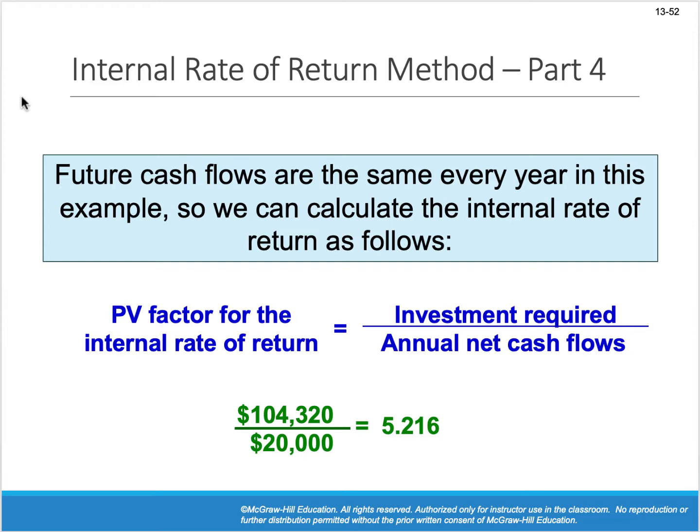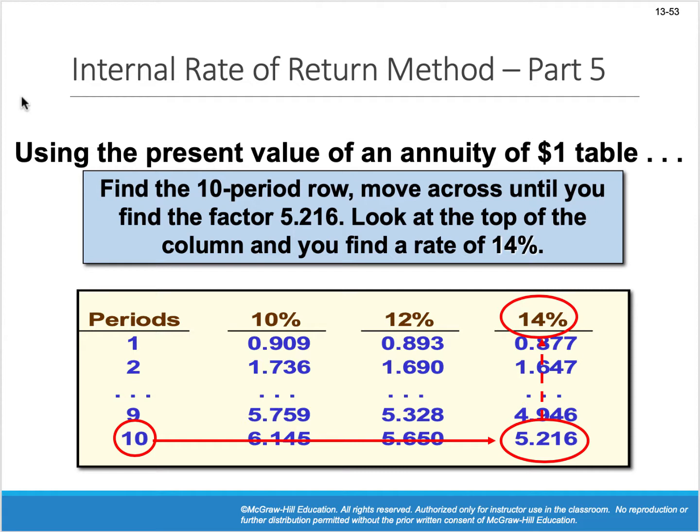So then what do we do? Well, we have to utilize our present value of an annuity of a dollar table. And if we find period 10 and we scroll all the way over to the right to find our present value factor of 5.216, we scroll up, and we see 14%.